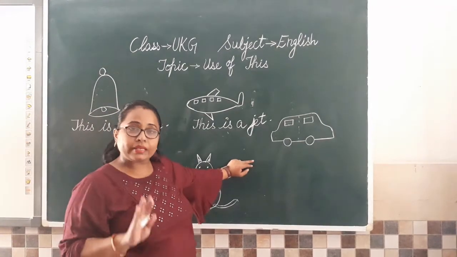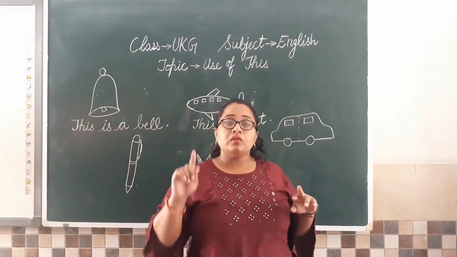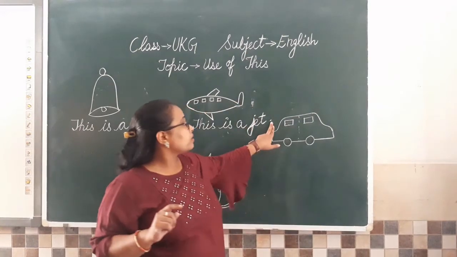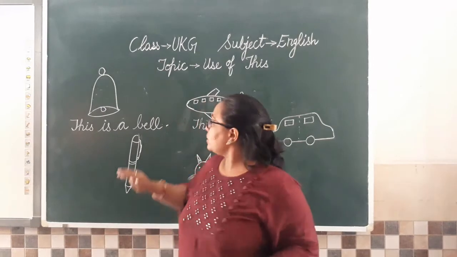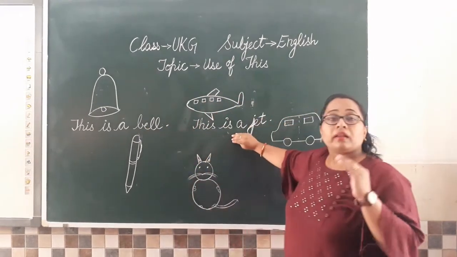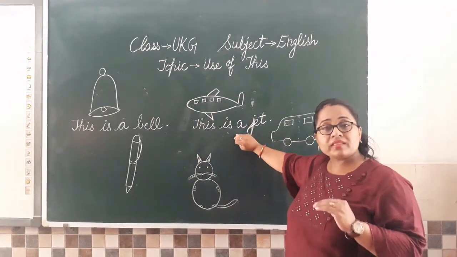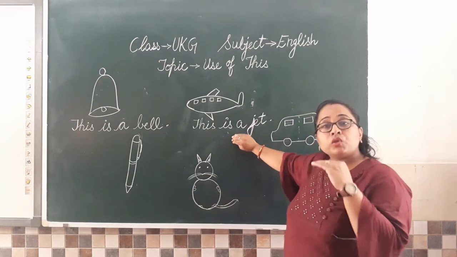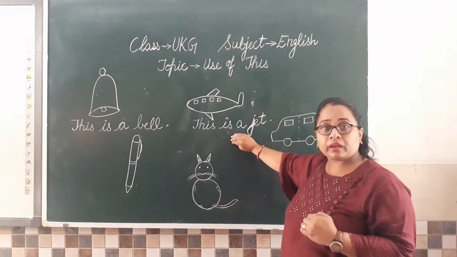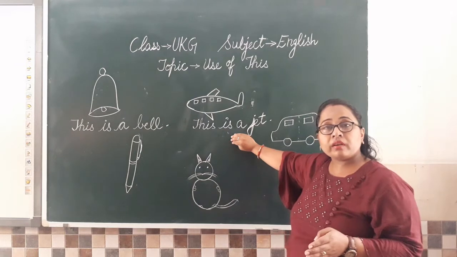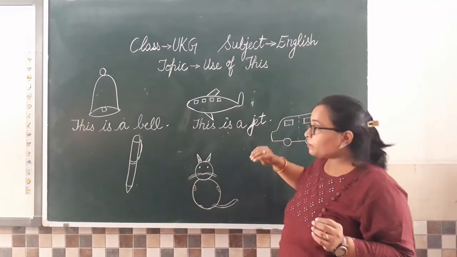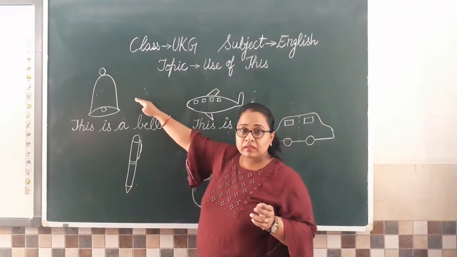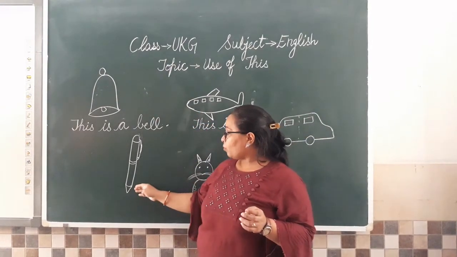मतलब हमारा sentence वहाँ finish हो गया है. So always remember to put this full stop there. Clear? So what we have learned? Use of this, and we use this with the objects that are near to us. जो objects हमारे near हैं उनके लिए हम क्या use कर रहे हैं? We are using this. This is a jet. This is a bell. Now if I talk about what is this?